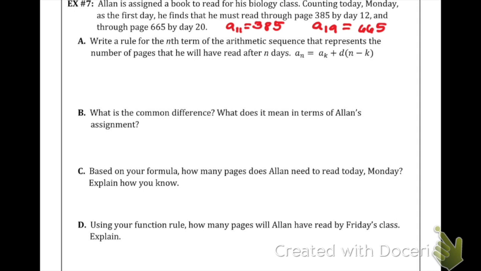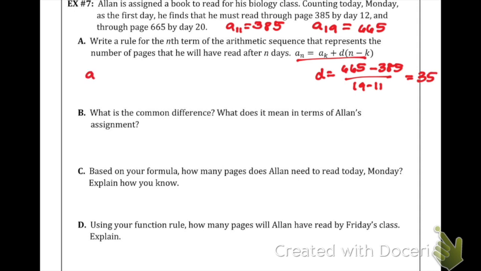Okay, so we need to write a rule for the nth term of the arithmetic sequence that represents the number of pages that he will have read after n days. We're going to use this function. So in order to find our common difference, it's going to be the same as our slope. So 665 minus 385 divided by 19 minus 11 gets us 35.